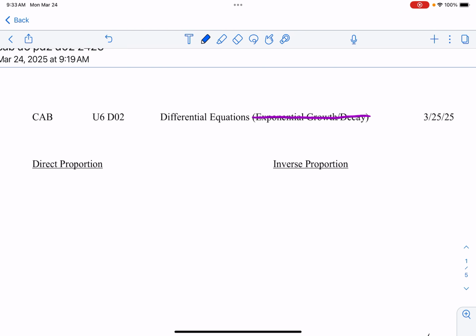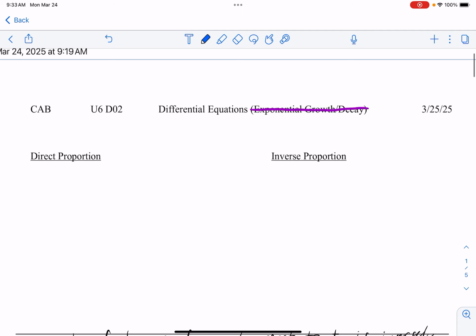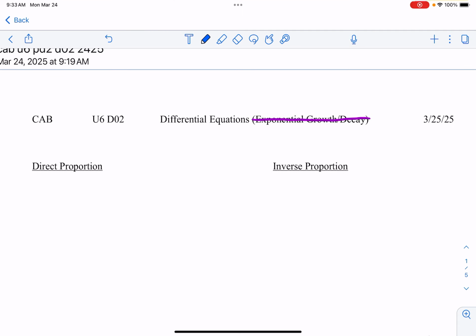These notes will help you work through your homework tonight and just continue with our logical progression for this unit. So for starters, this is on differential equations. I have exponential growth and decay, but that's not actually going to be covered in this video today.